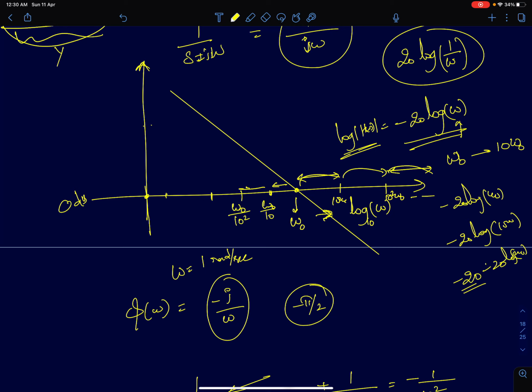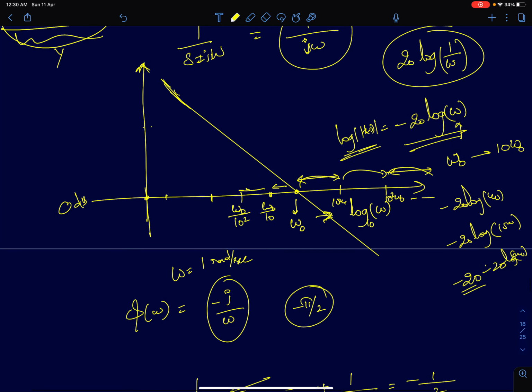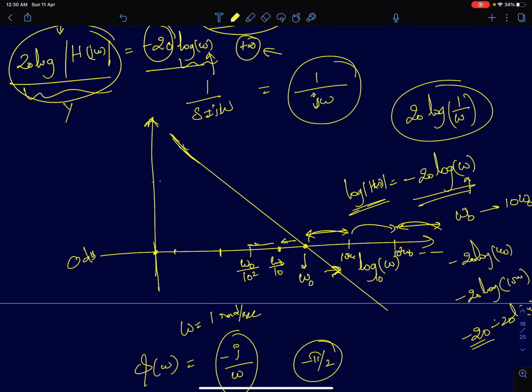So I'll just show this as an asymptotic line reaching minus infinity. It's a straight line equation and it will reach minus infinity. The important thing to look for is where it intersects the 0 dB line, and that happens to be when omega equals 1 radians per second. The units here are radians per second.